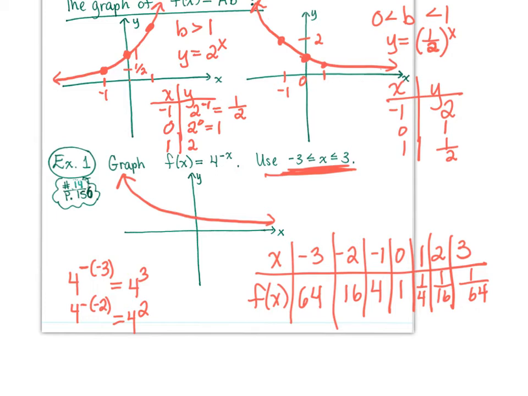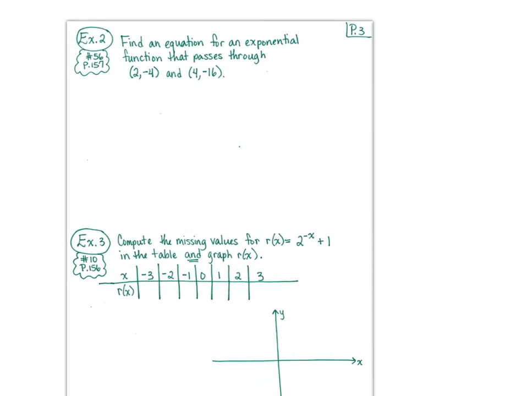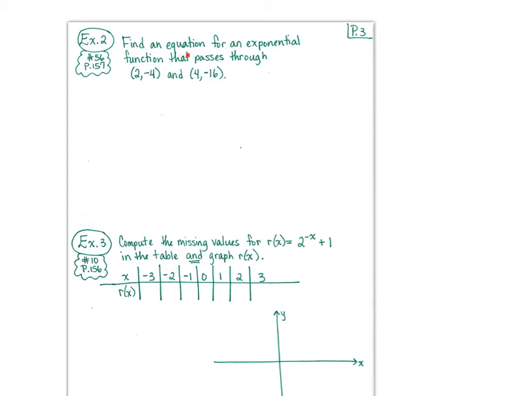What questions do you have? Okay, so we graphed 4 raised to the negative x. Now, let's find an equation for an exponential function that passes through the points 2, -4 and 4, -16. We want to find an equation for an exponential function that passes through 2, -4 and 4, -16. Am I moving too quickly?